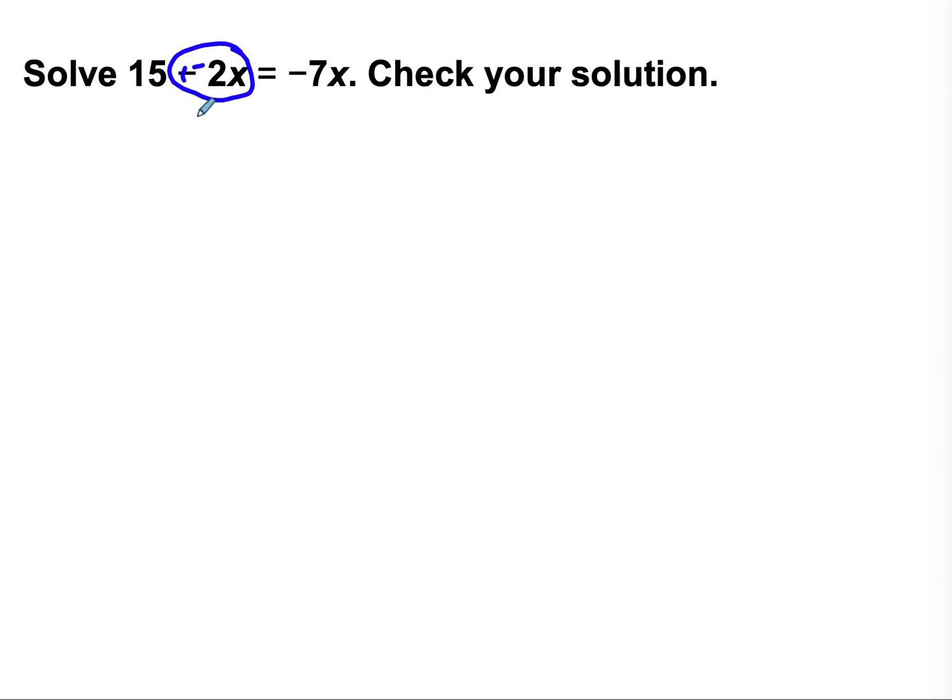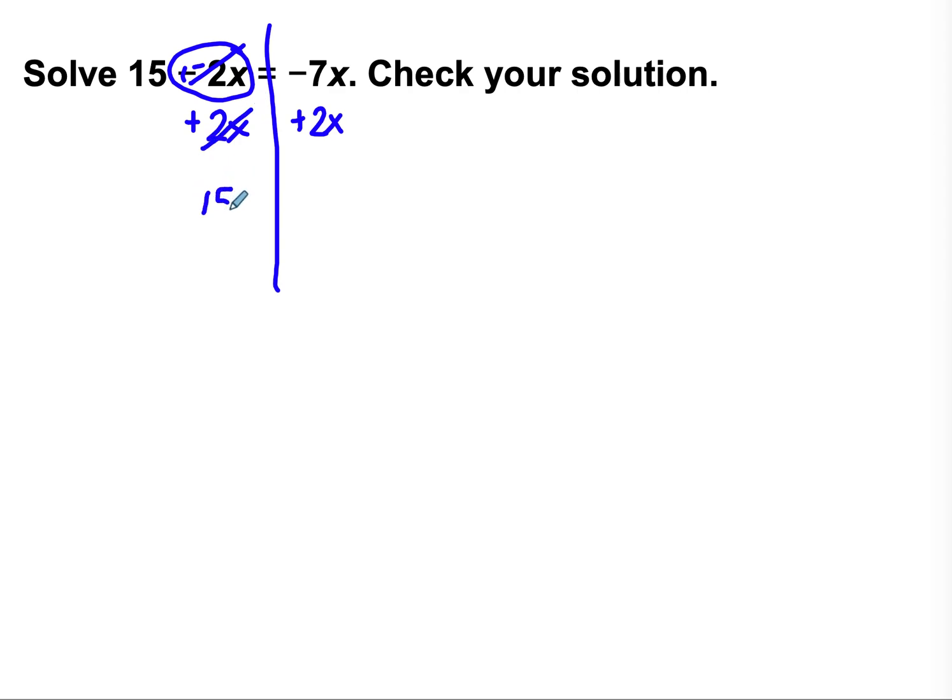We're going to do that by adding 2x, just like if this was a plus negative 2 and we'd add 2 to cancel it out. Same thing, but we're adding 2x. I'm going to draw a line here so you can see the two sides of my equation. I'm adding 2x here, and I'm adding 2x here. You can only add like terms, so I'm not adding a 2x to my 15. I'm adding a 2x to this side. Negative 2x plus positive 2x equals 0, so I've gotten rid of the x term on that side.